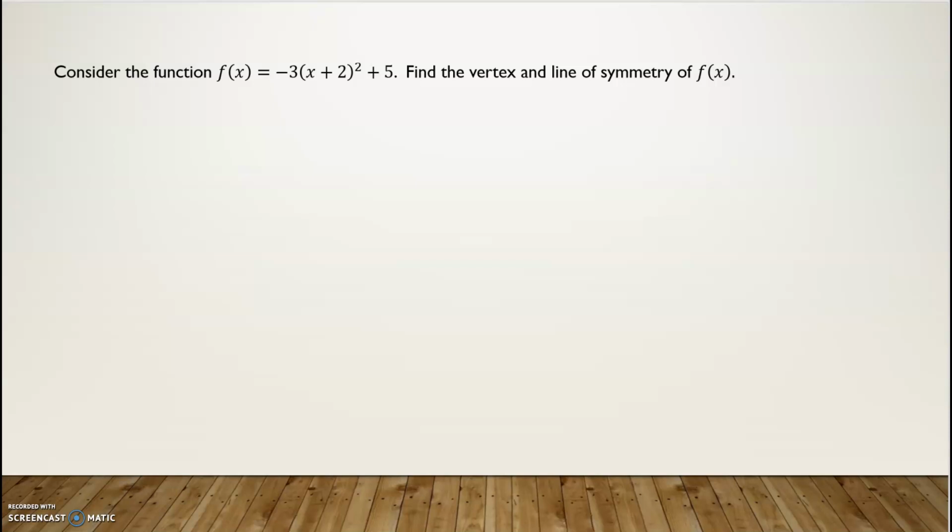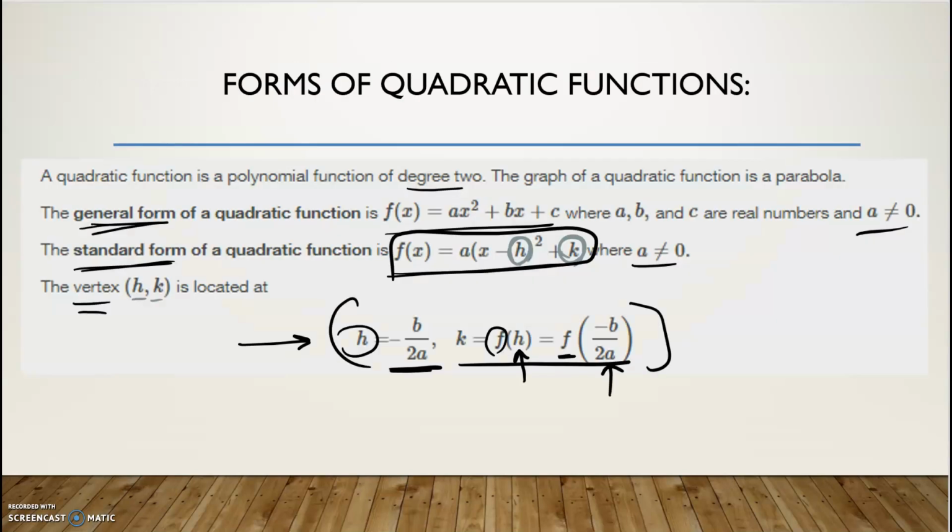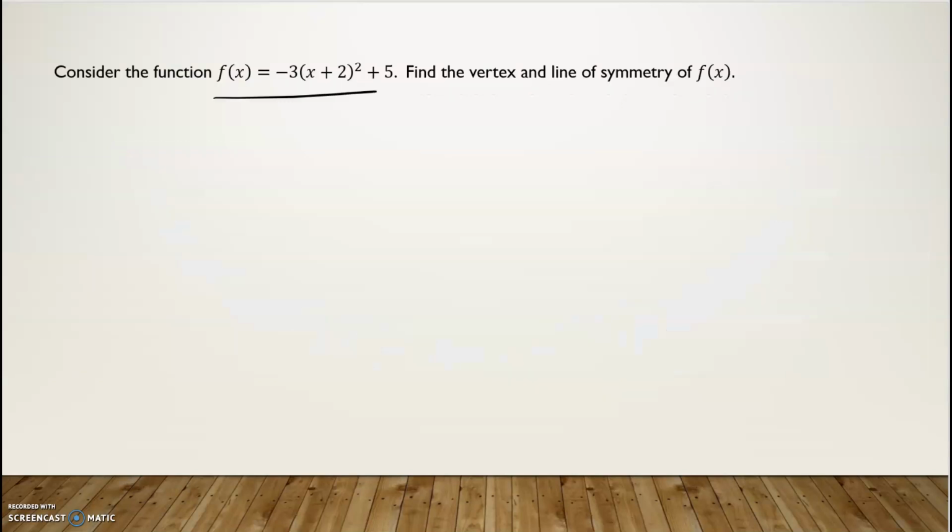All right, this is part 2 of section 5.1. Let's go ahead and find the vertex and the line of symmetry for this function here. So notice that this function here is in standard form. Standard form is this form right here, and from that form we can find the vertex as long as we have a negative inside right here. If not, we're going to have to change the function just a little bit.